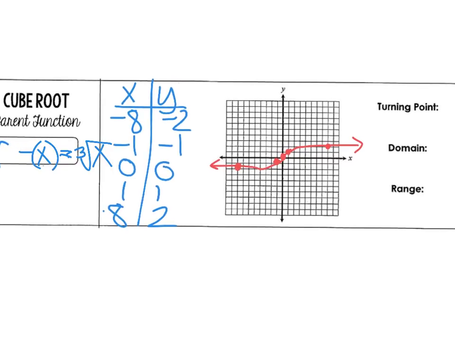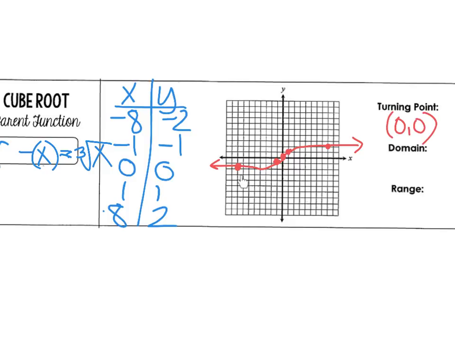And when we're talking about the turning point, it is still 0, 0. It's this point right here. This is where it turns to positive, where it turns to negative, right? When it goes up and down. So our turning point would be 0, 0.